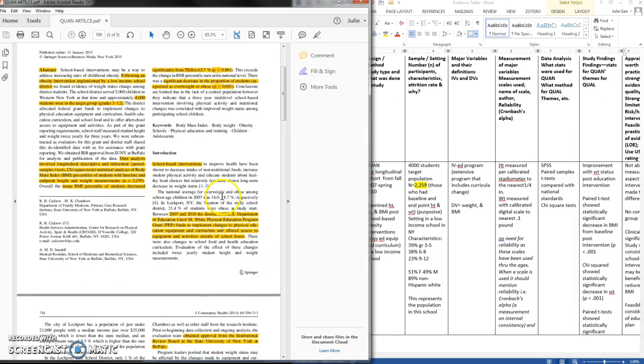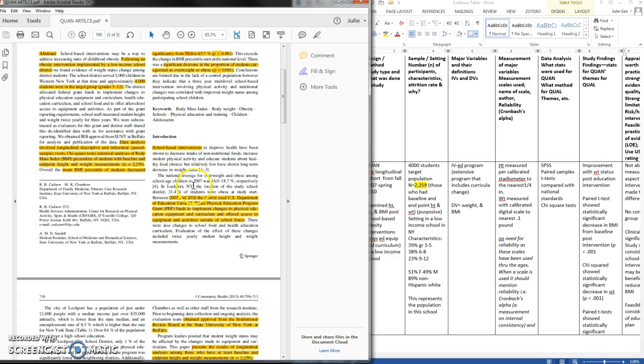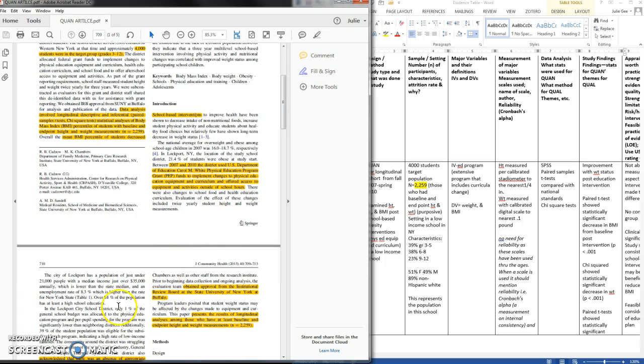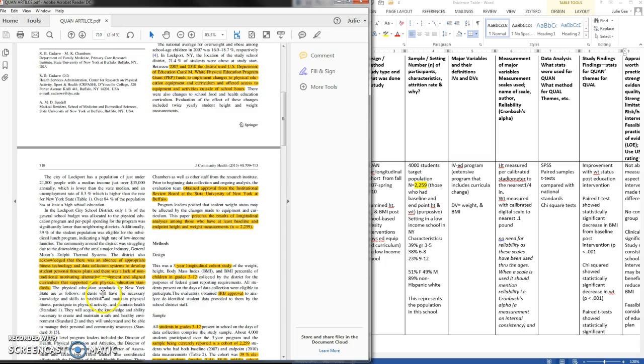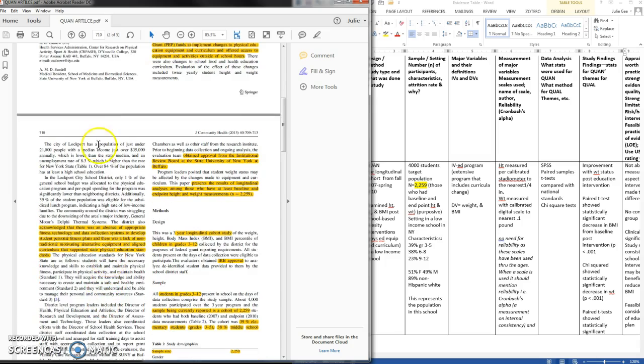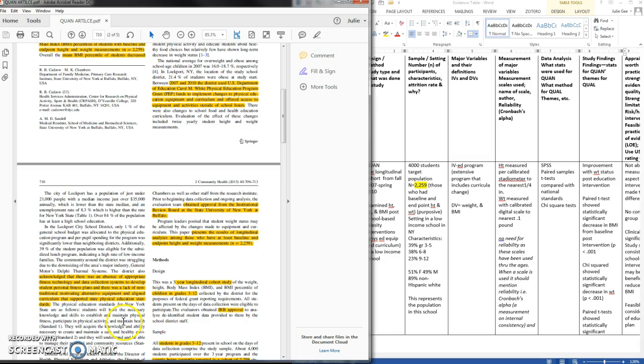Introductions are important to read because they really ground you about the study, and they do give you some important information, such as this study went on between 2007 and 2010. And we know it was about an education program right here to implement changes to physical education equipment and curriculum. So we know that was pretty much the purpose here about this study, was having an intervention within this low-income school. And we were looking at BMI and weight, as it discussed here in this abstract.